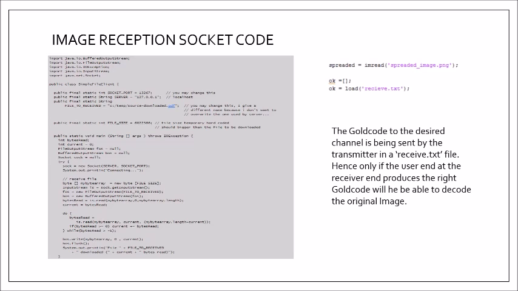Image reception using the socket code. So as part of the MATLAB code, the spread image is read and the loaded file is received, which contains the goal code. The goal code to the desired channel is being sent using the receive.txt file. Hence, only if the user at the receiver end has this can he produce the original image.